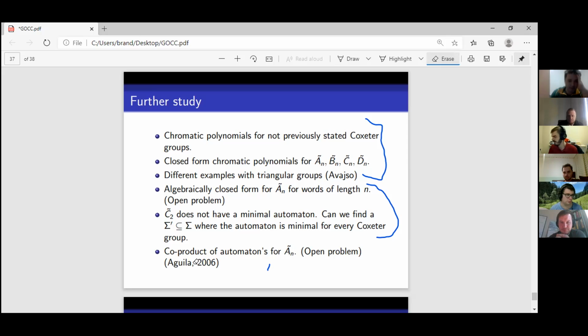I'm sorry. Yeah, I just listed some open problems because our field is very small in the number of people. But the next to last two are very well known in Coxeter theory.